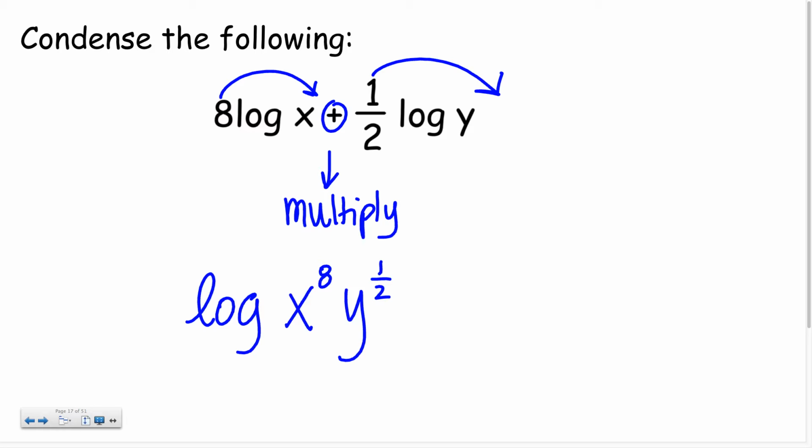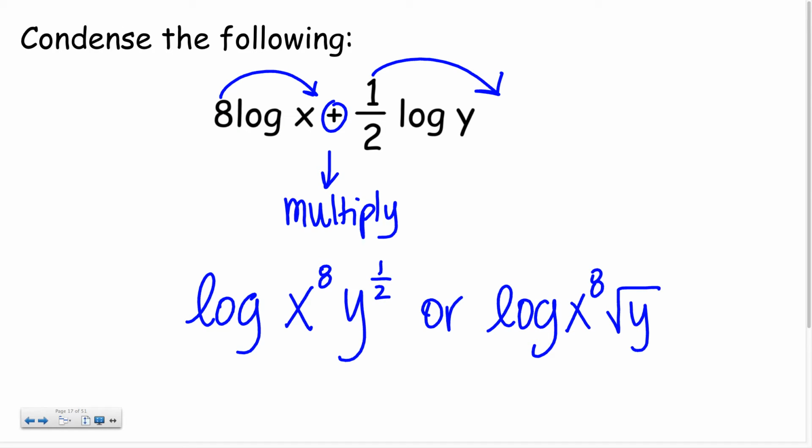Now another way to show that y to the 1/2, you might see it written as that. Remember back when we did those rational exponents, the 1/2 meant square root. So that's where that comes from. Either one of those answers would be fine with me.